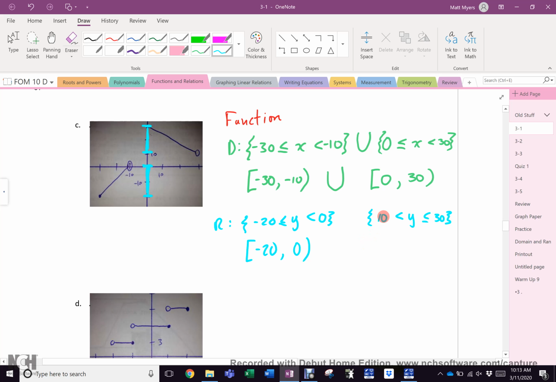What value goes first here? 10. What kind of bracket? Soft. Then 30 and hard. U and U. Everybody cool?